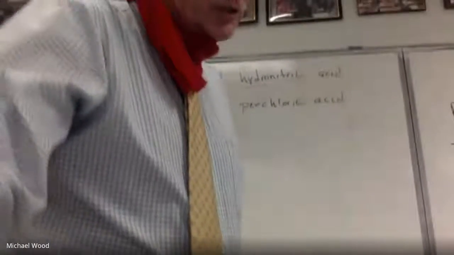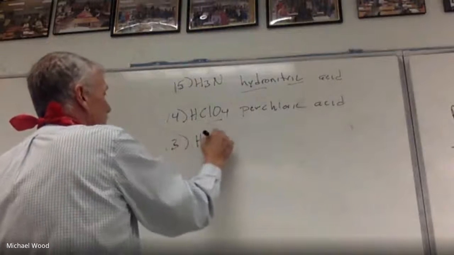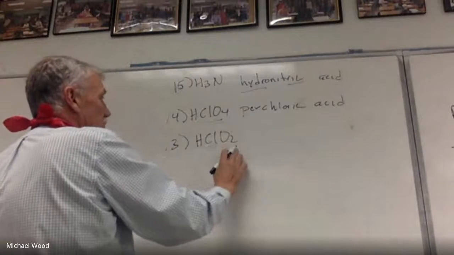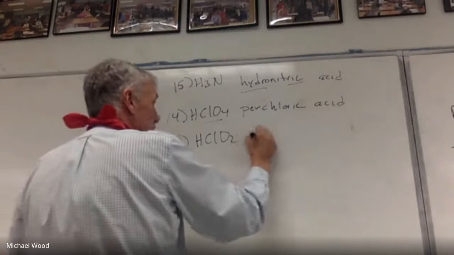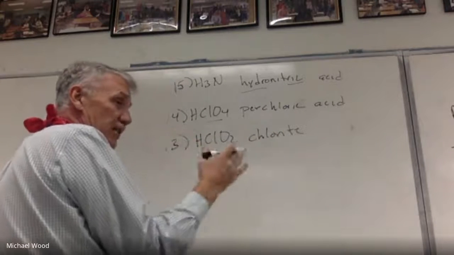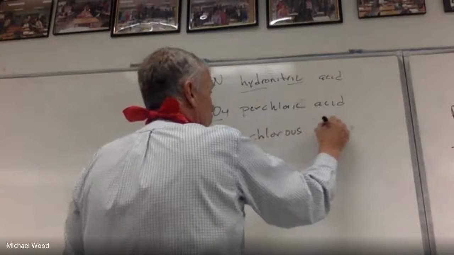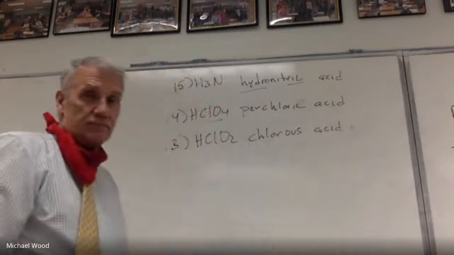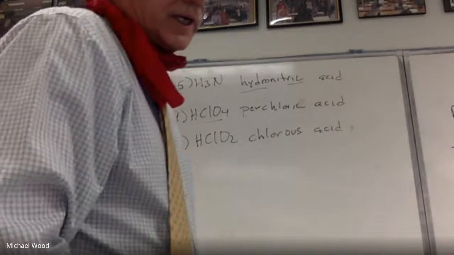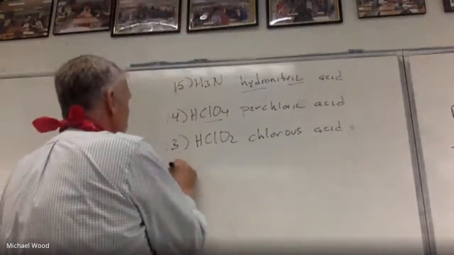Okay, and then HClO2, 13. ClO2 is chlorite. This has oxygen, so it's just ate-ic, ite-ous. So this is ite, I drop ite, and I add OUS, so it's chlorous acid. Okay, and then number 12 you did not have to do.